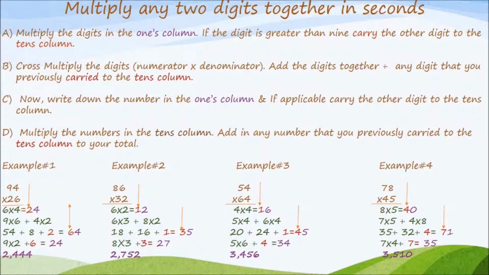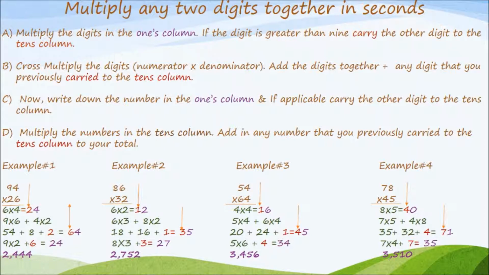Let's get started. Example 1. We have 94 times 26. We take 6 times 4, which is equal to 24. This is A, what we mentioned earlier. Now, B, we're going to cross multiply the digits of 9 times 6 and 2 times 4. Then we're going to add in that 2 that we previously carried when we multiply 6 times 4.